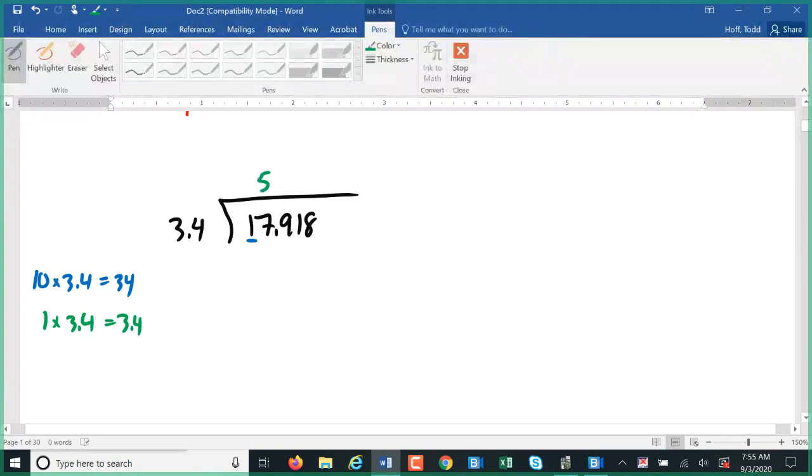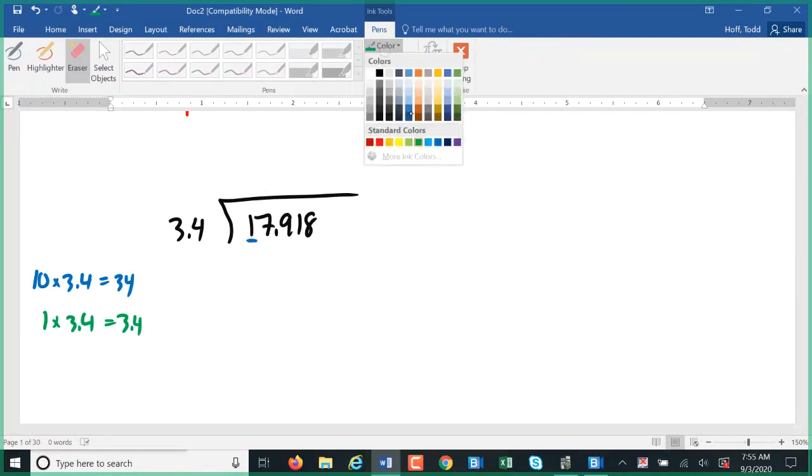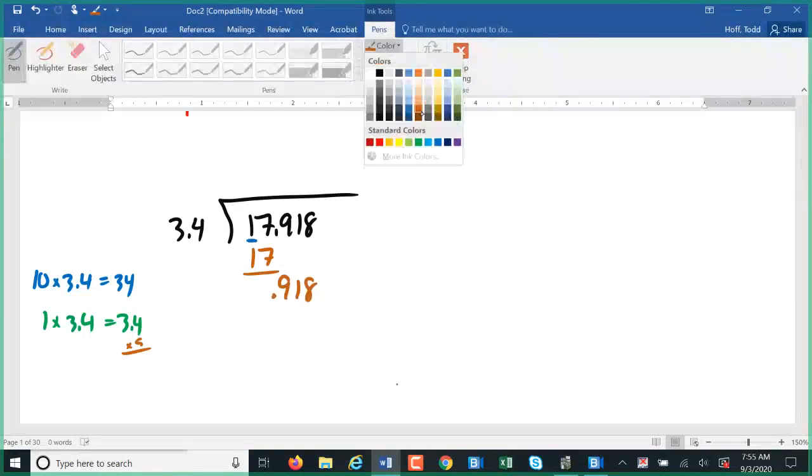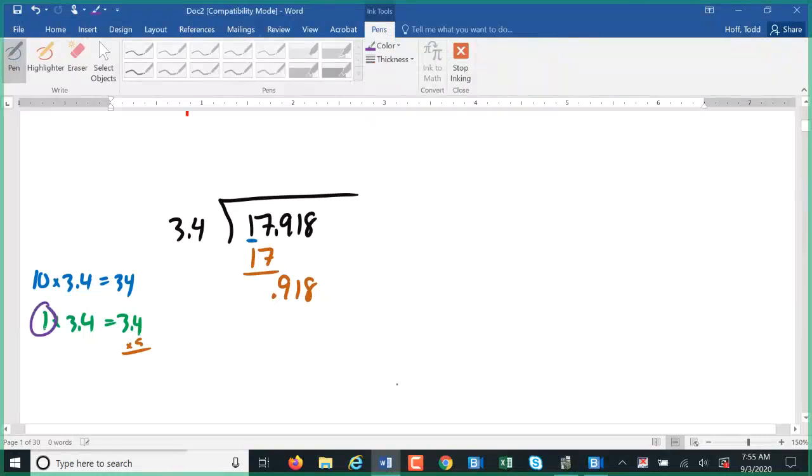Times 5 gives me, well, 17, exactly. So I subtract, all that's left is the 0.918. So what I did there was I subtracted a set of 1, 3.4, and I did it 5 times. 1 times 5 gives us 5 up here.